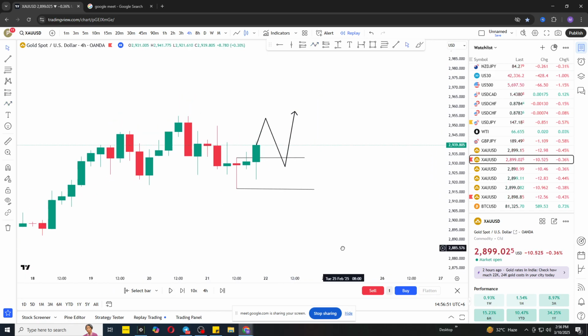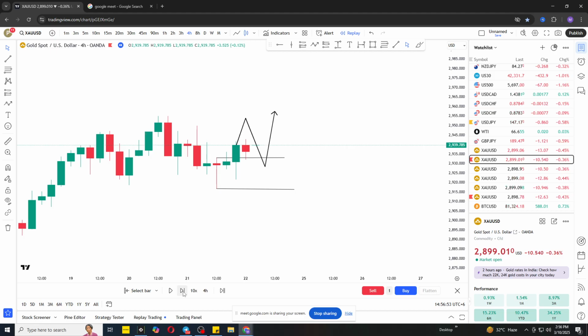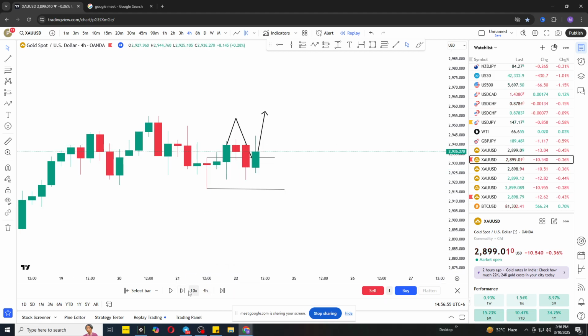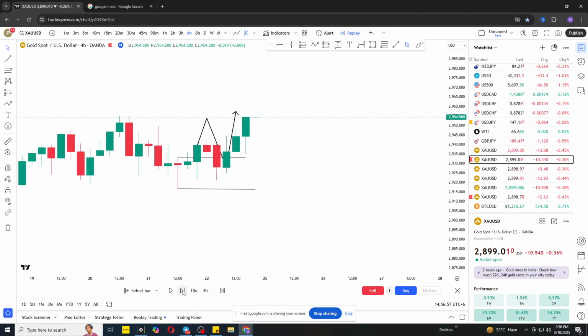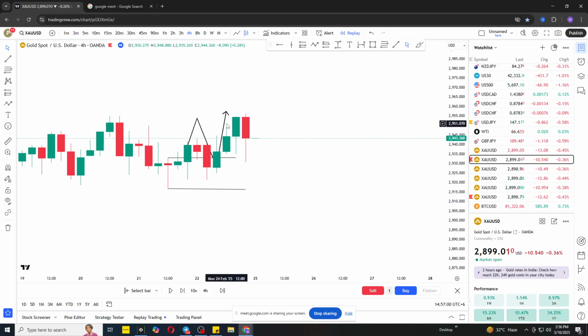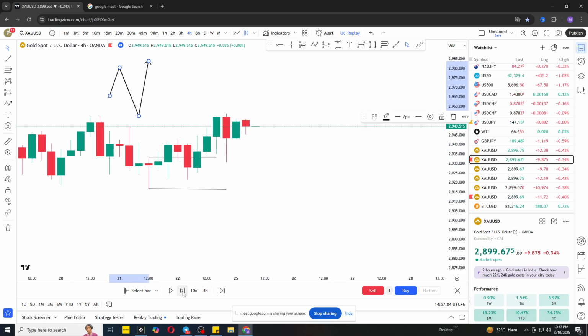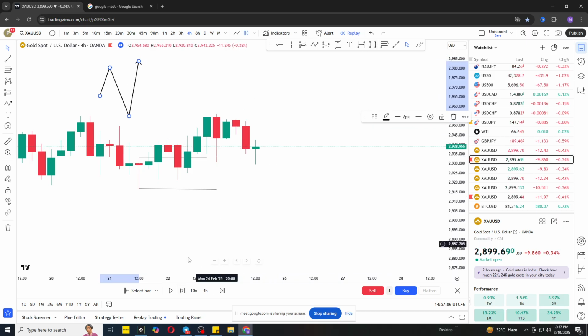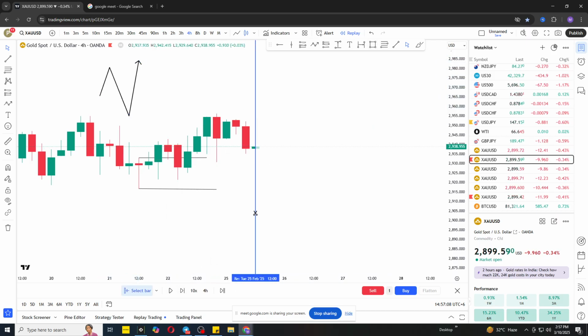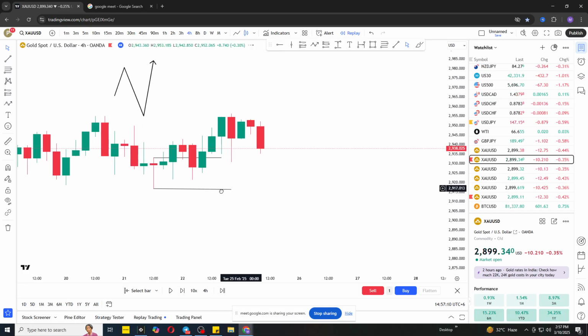So look what happened. The market came back and buy. Clear. Now look, we have again, look at this. According to your knowledge, what do we have here?